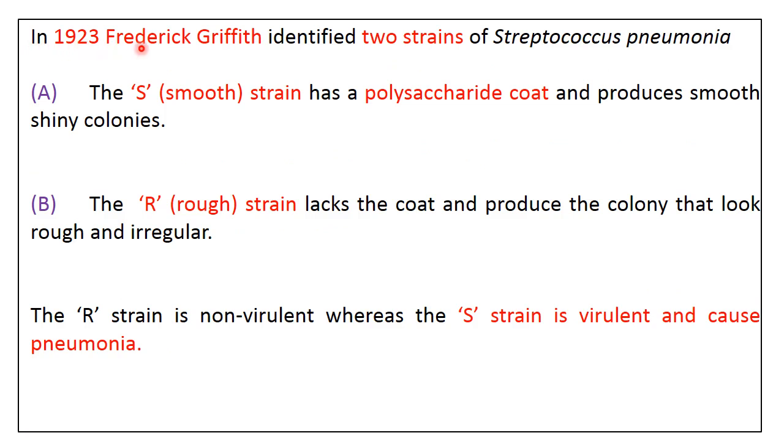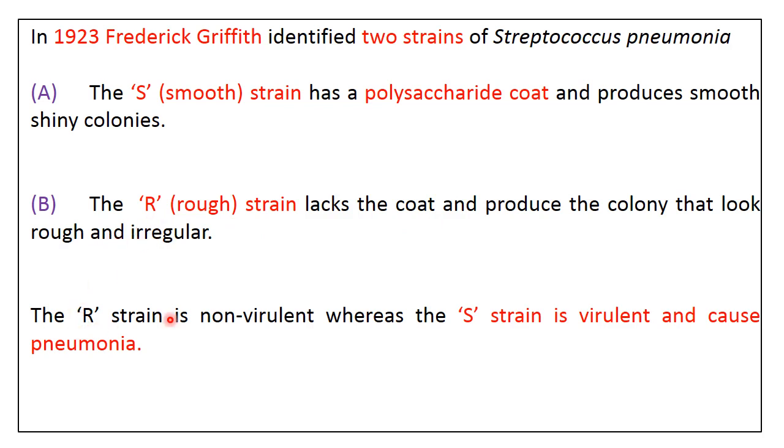In 1923, Frederick Griffith identified two strains of Streptococcus pneumoniae. One is the S strain, that is the smooth strain. Why is it called smooth? Because it has a polysaccharide coat and produces smooth shiny colonies. That's why it is called the S strain. The other strain is the R strain, or rough strain. It lacks a polysaccharide coat and the colonies are irregular, and hence it is known as rough colonies.